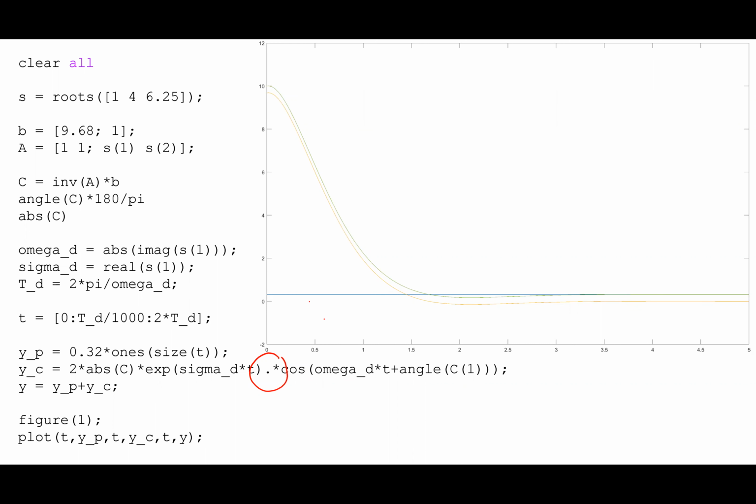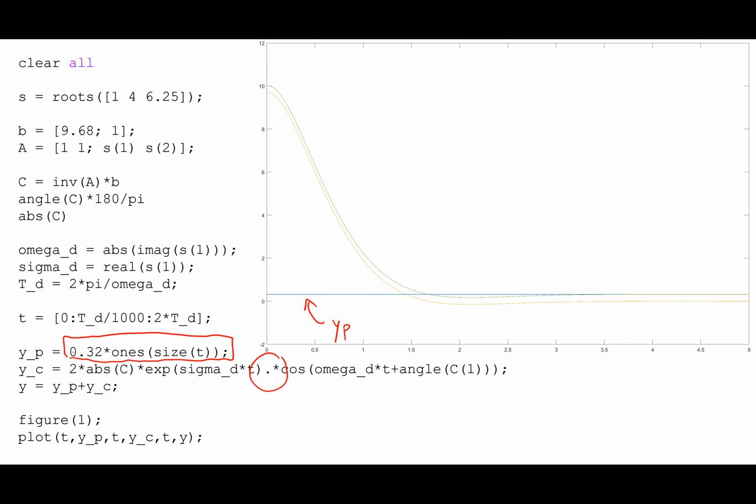Yep, this guy is my particular solution. And the way I did that, I talked about this in the example last time. I took a vector of ones that has the same size as the time vector. That's basically how I'm creating the unit step. Okay, and then which one is y sub c?